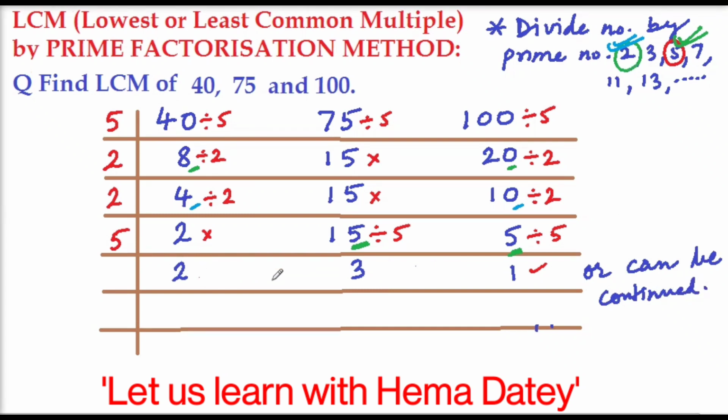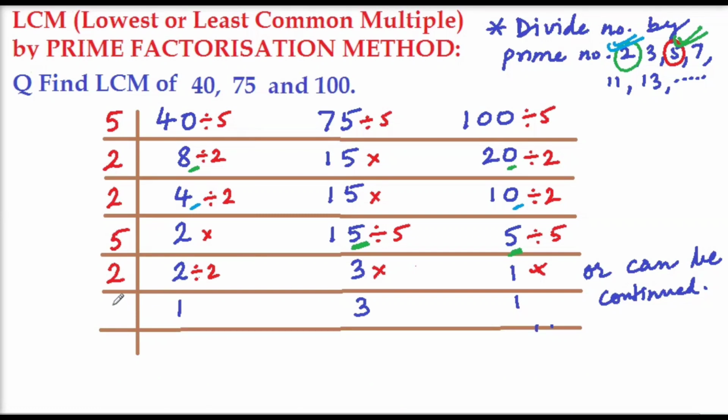Now in the last row we have 2, 3 and 1. So we use prime number 2 to divide 2. 3 cannot be divided by 2 and 1 also cannot be divided by 2. In the last row we'll get 1, 3 and 1. Now we divide by the prime number 3. 1 cannot be divided, 3 divided by 3, and 1 again cannot be divided. Now you can see we have 1, 1 and 1 in the last row. And our process ends here.